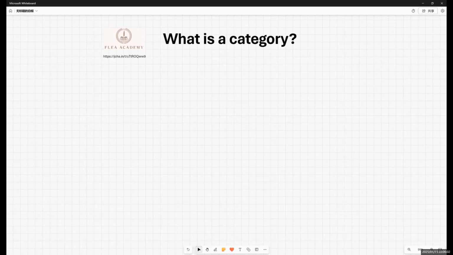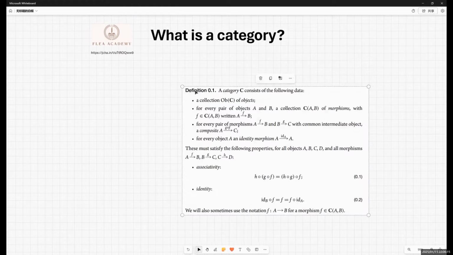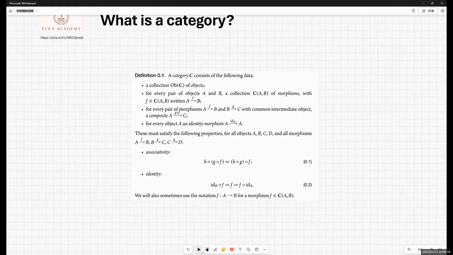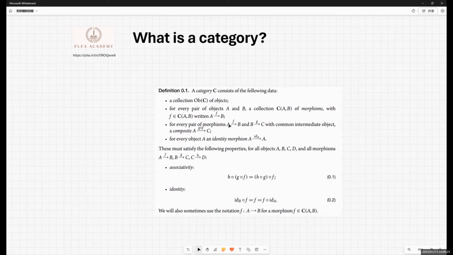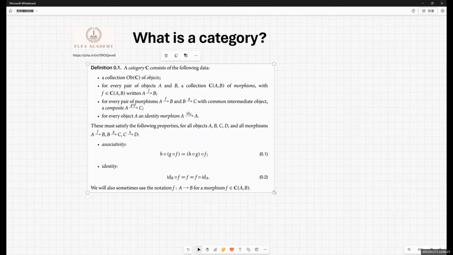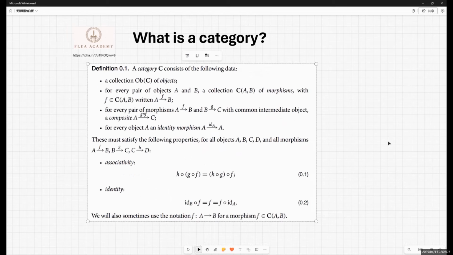Hi folks, this is a quick introduction to the concept of category. Before we give examples, let's see the original definition of category. It's a long definition with many strange concepts. They are so abstract to understand. So let's do some examples first.